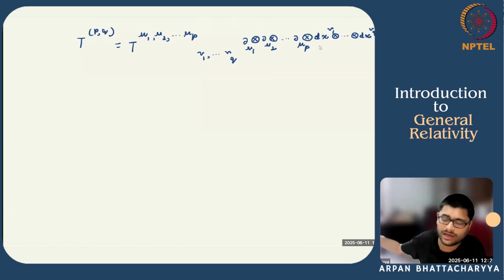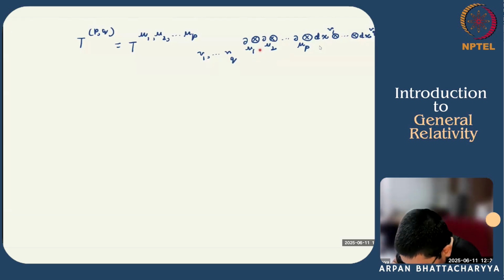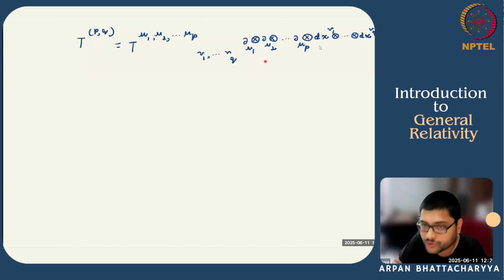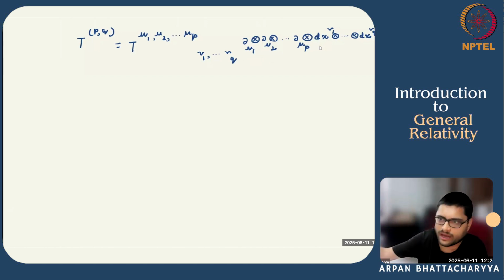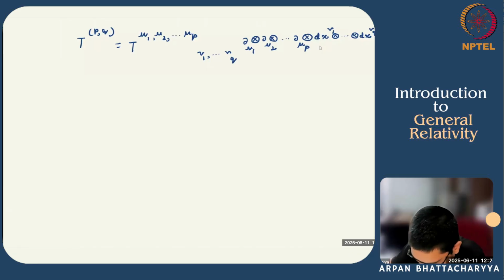So it has much larger components than a single vector or one form. So it is the element of a much larger space than the individual vector space or the dual space. Okay. And again, this is the ordered product. So in general, if you want to interchange mu1 and mu2, it gives you a different tensor. Okay. So now let's take some examples to understand it better.